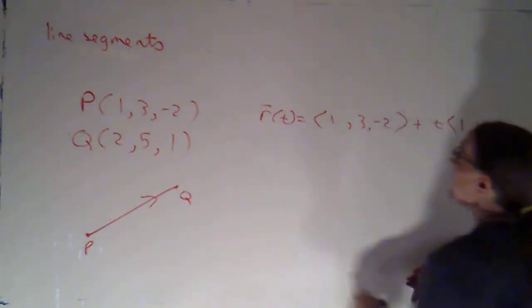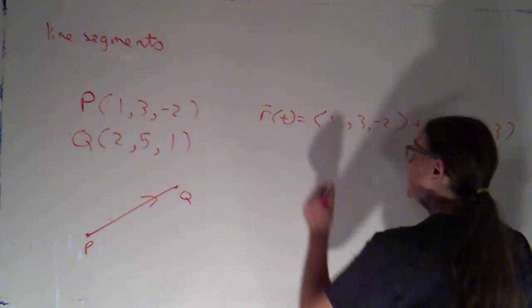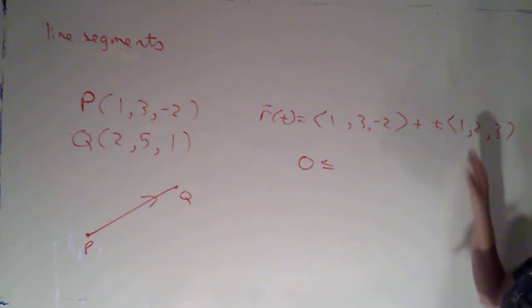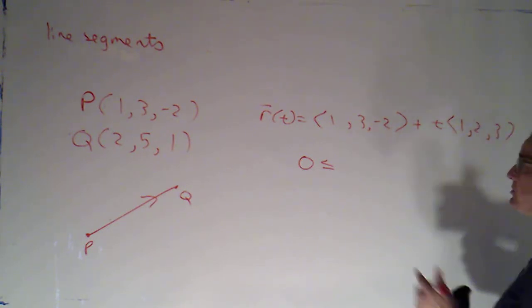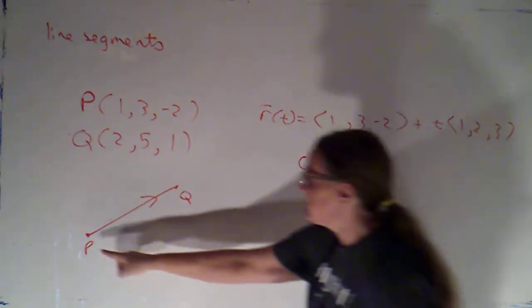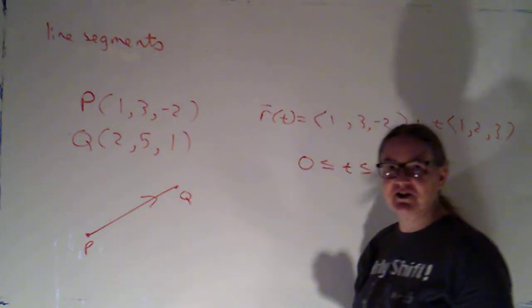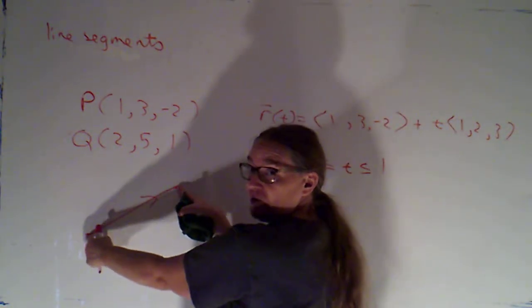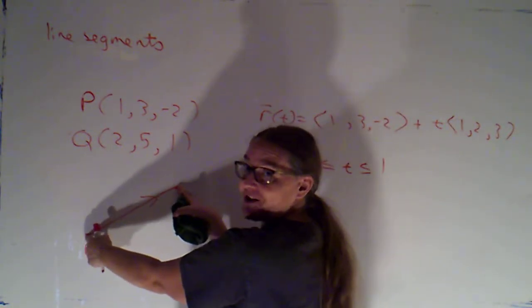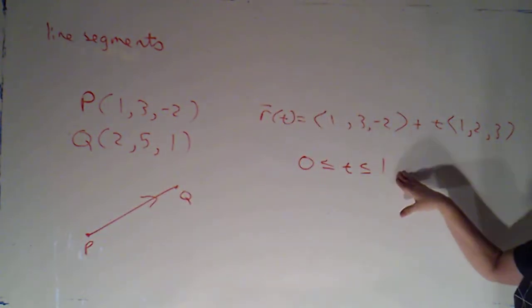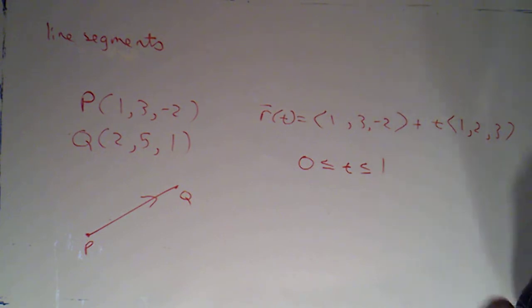So let's see, what time value put me at P? Well, that was at time 0. That was my starting point. And what time value puts me at Q? That would be 1. What's nice about using PQ as the direction vector is that if I'm at P and I add 1 copy of PQ to it, I'm going to be at point Q. Okay. So that gives me my line segment, but that restriction on the domain is part of it.